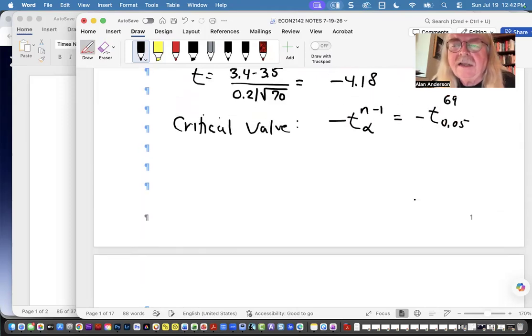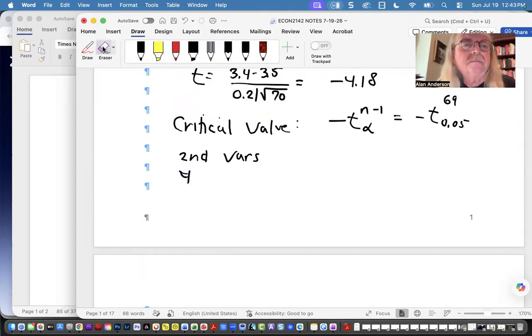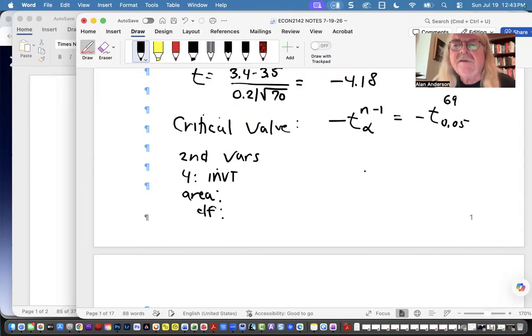All right, so now how do we find that in the calculator? Second vars. Number 4 is invT. And of course, once you choose invT, it will need to know two things, area and degrees of freedom. Now, of course, when it says area, it means left tail area.